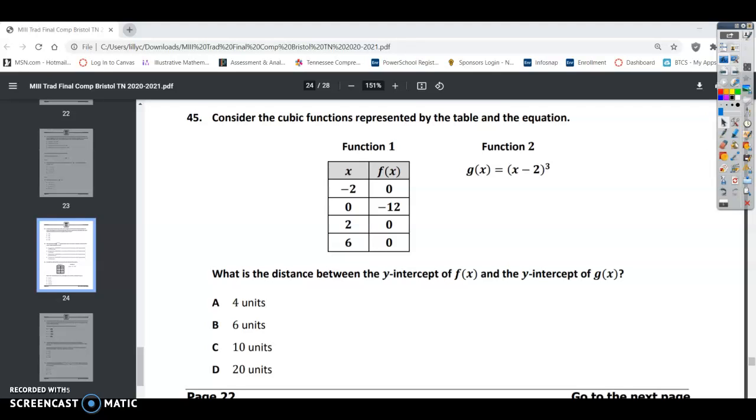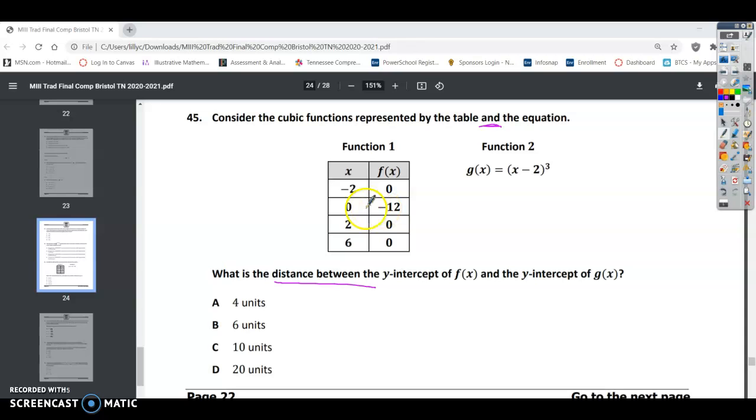Math 3, final benchmark, question 45. Consider the cubic functions represented by the table and the equation. All right, so we have two functions, function 1 and function 2. What is the distance between the y-intercept of f of x and the y-intercept of g of x? Okay, so what is the distance between these two functions?